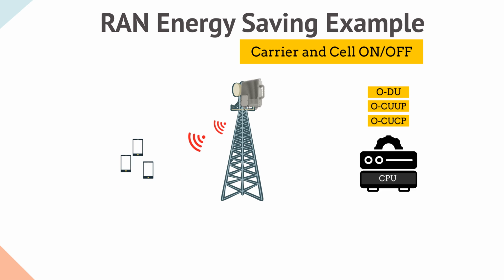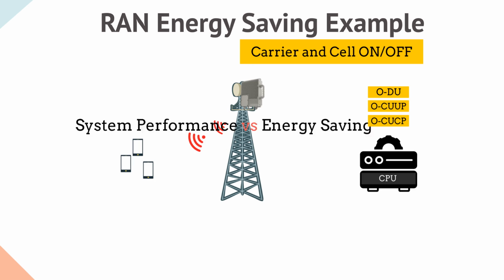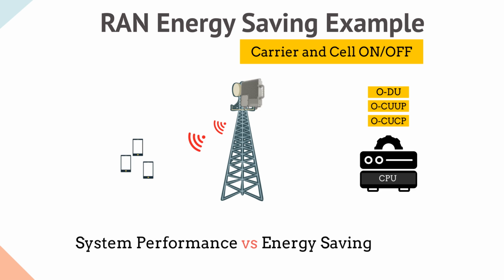User equipment devices, previously served by the carrier or cell, will be offloaded by the E2 node to a new target carrier or cell prior to the switch off. However, the switch off and on decisions are not a trivial task. There are conflicting targets between system performance and energy savings. Other carriers and cells will have to serve the additional traffic, and traffic is changing over time.